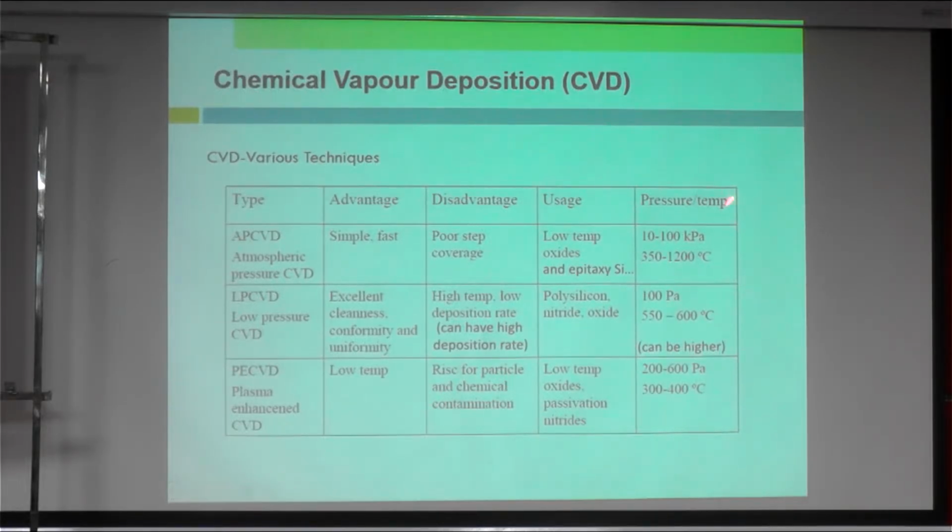As for pressure and temperature here: atmospheric pressure with a temperature of 300 to 350 to 1,200 degrees Celsius, then low pressure at 100 Pascal and a temperature of 550 to 600 degrees Celsius. And for PECVD, plasma, 200 to 600 Pascal, and a temperature of 300 to 400 degrees Celsius.